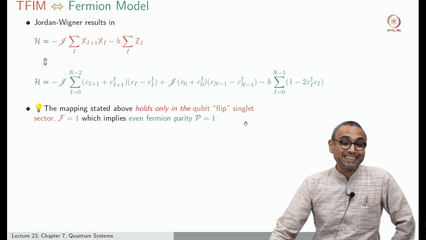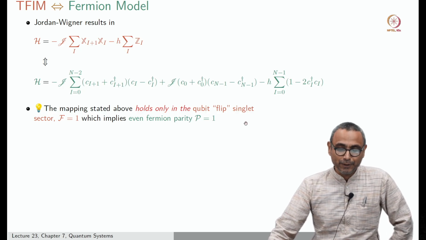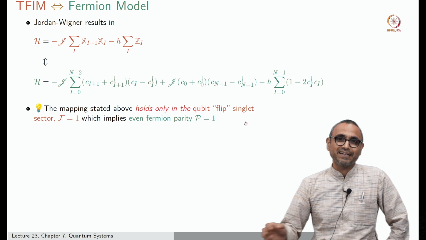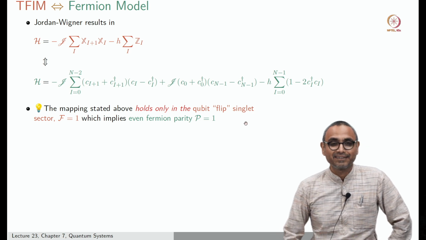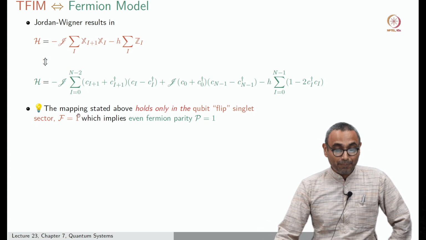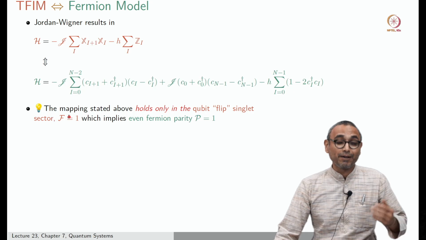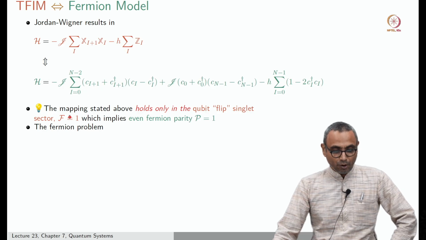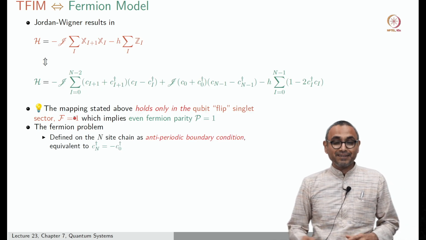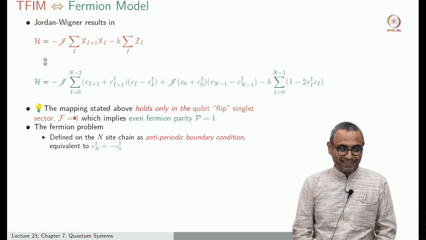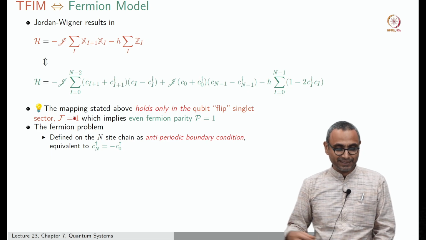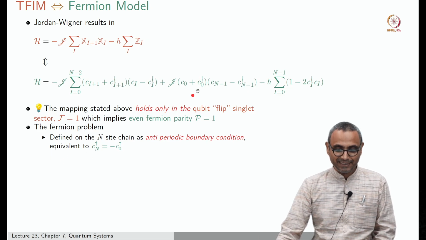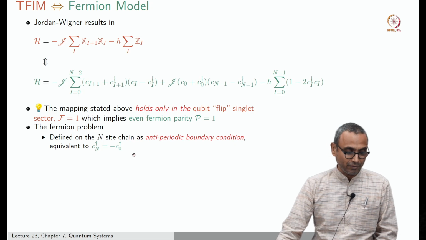So we are going to work in the sector of the fermionic Hilbert space with even parity, and the corresponding sector in the qubit world is where the flip value should be 1. The flip should act on the state as if it's identity. Okay. Now the fermion problem also has another important condition. It has anti-periodic boundary conditions, right? So that is equal to this, and that is why you see up until here this minus sign is there and it becomes plus here, and that is because of these anti-periodic boundary conditions.